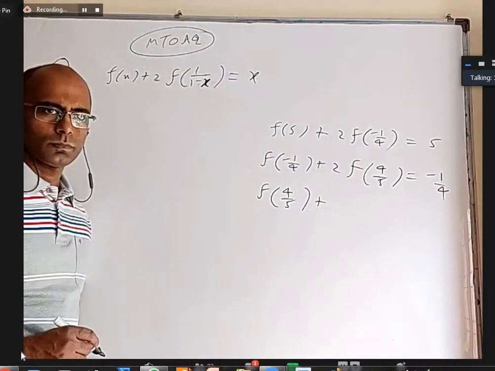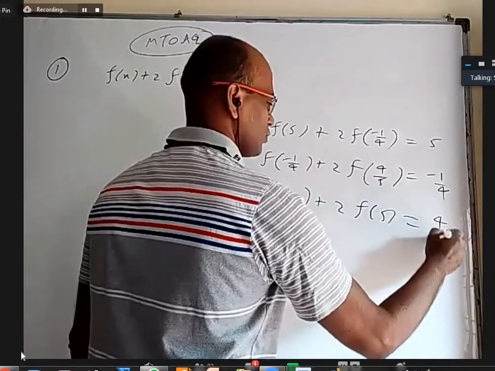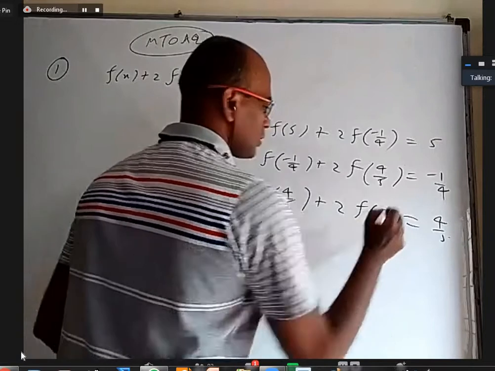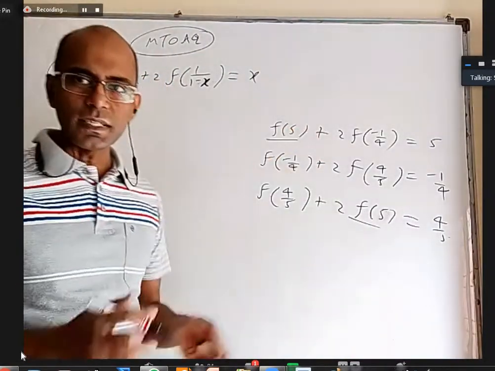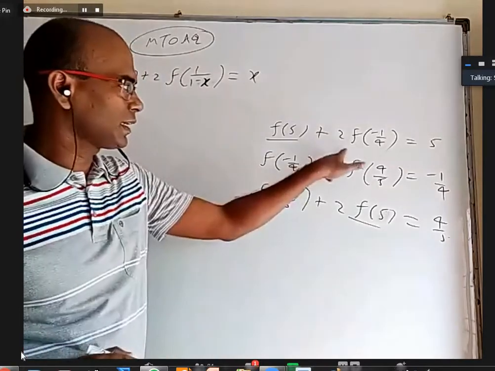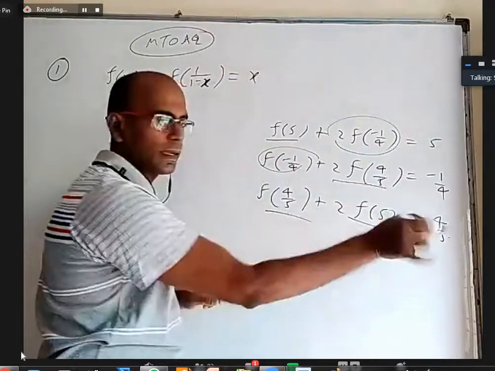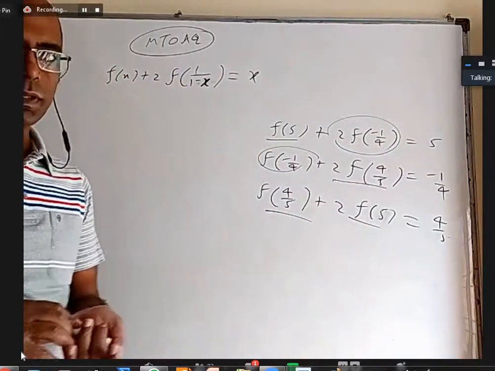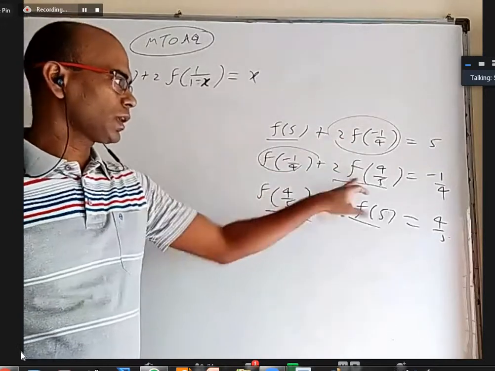f(5). You'll get f(5) itself. This is 4/5. Okay. So now we started with f(5). Here also we got f(5). So from these three equations, if somehow I can eliminate f(-1/4) and f(4/5), I can get the f(5) value. Anybody want to tell from these three equations how to eliminate these two and these two?